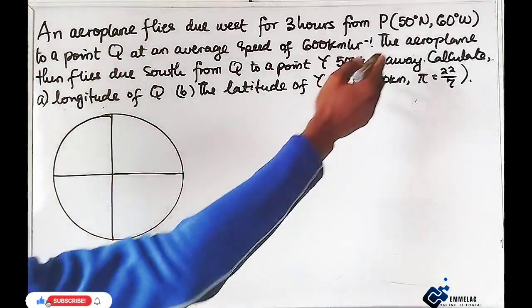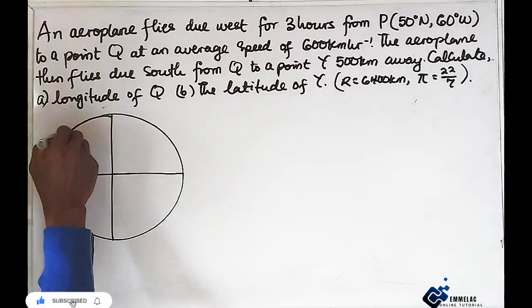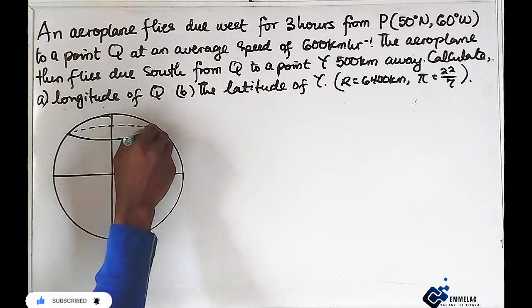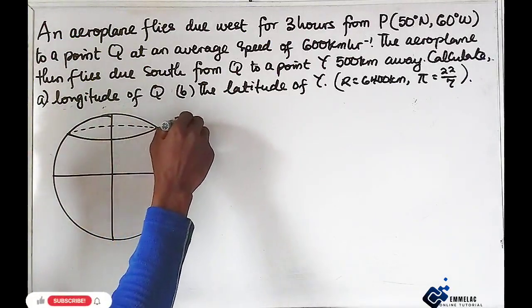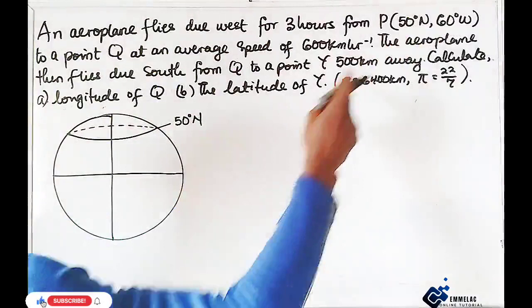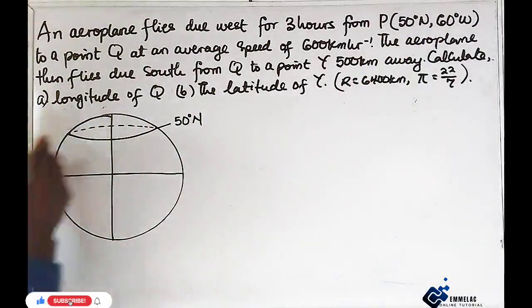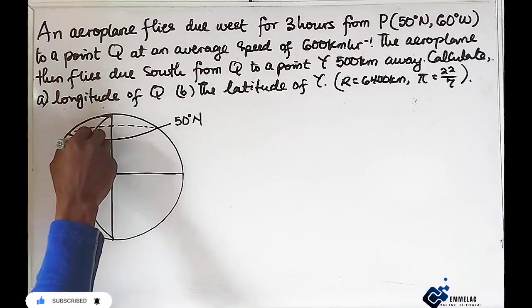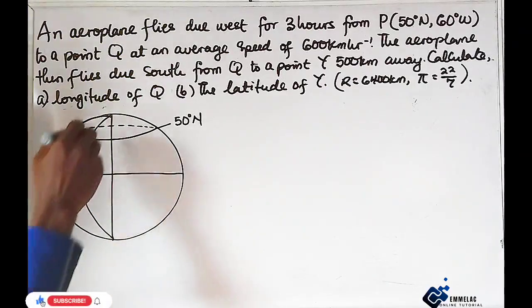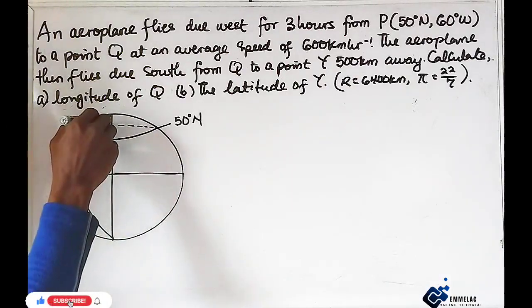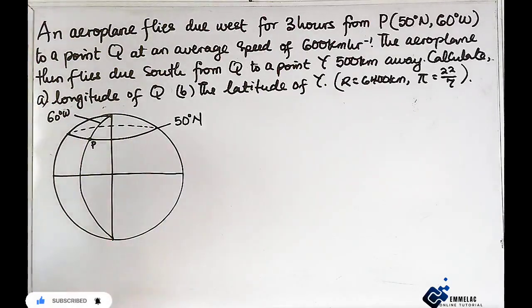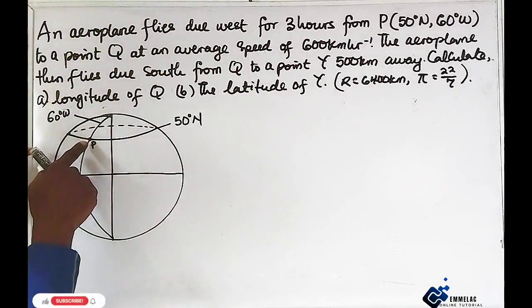Now here we have a latitude of 50° north, so since it's at the north, we have it this way. Now this is 50° north and longitude 60° west, so this is the west part, so we draw. Alright, so at this point here is P. And this is 60° west.